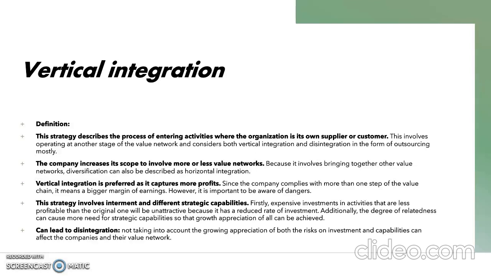Because it involves bringing together other value networks, diversification can also be described as horizontal integration. Vertical integration is preferred as it captures more profits. Since the company completes more than one step of the value chain, it means a bigger margin of earnings.